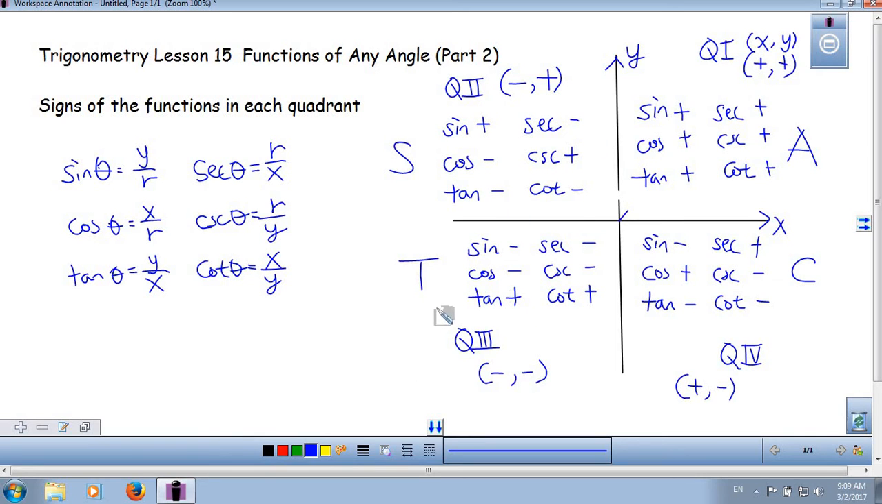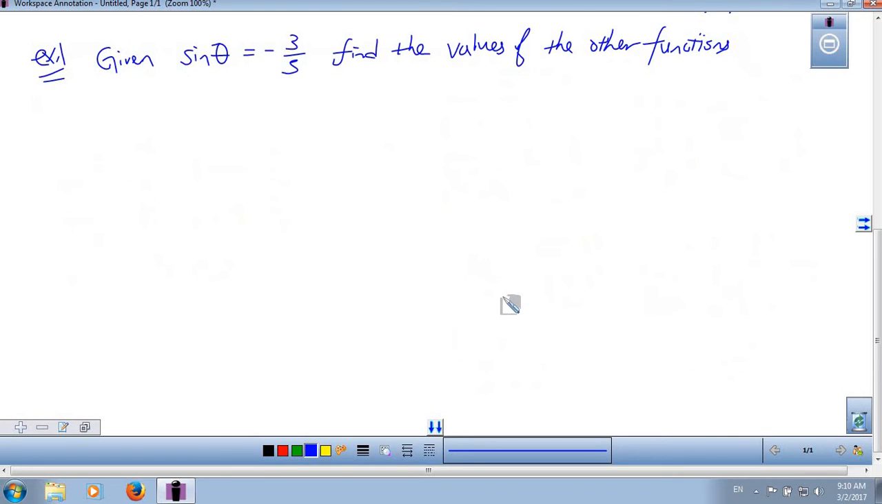So what do we use this information for? Well, we can do some problems where we have some information about the angle, but we don't know the angle. Let's say we know the sine of the angle is 3/5 or -3/5. How do we figure out the rest of the functions? Which quadrant could the angle be in? Let's take a look at those kinds of examples.